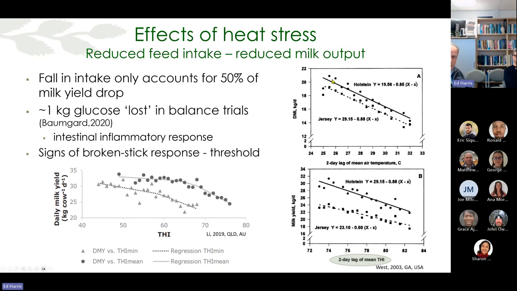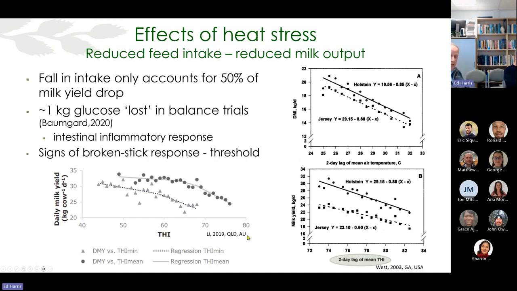The black one is the line for the black and white cows, the common ones we have, going for 21 kilos, which I think we would say in this country is pretty poor. And at 32 degrees centigrade, we're down at 15 kilos, and that will really hit milk production. And you can see it here, milk production is dropping off considerably.